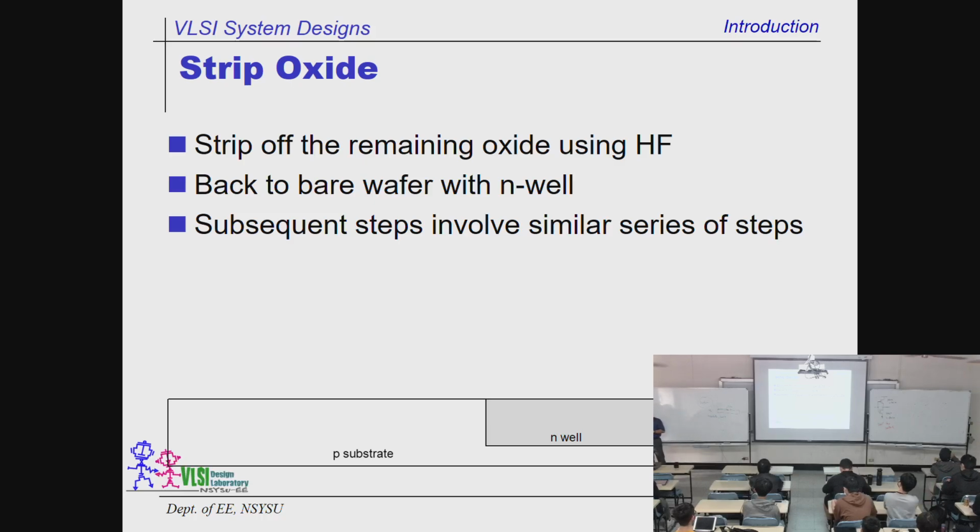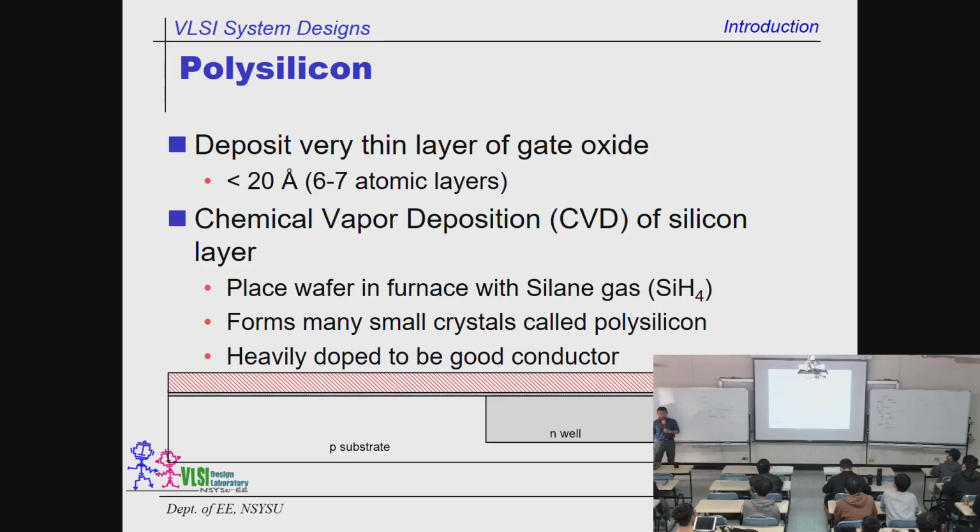Okay, and then deposit something. The second one is called polysilicon. Polysilicon is a thin layer of gate oxide, and it's very thin. Okay, 20 angstrom, 6 to 7 atomic layers. And this special process is called CVD, chemical vapor deposition. Okay, and this wafer will be placed in the furnace with a silane gas.